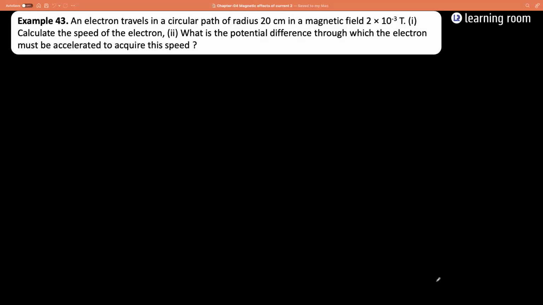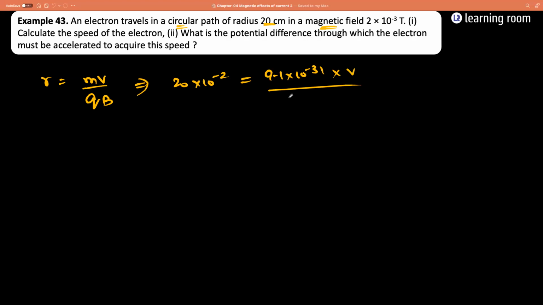An electron travels in a circular path of radius 20 centimeter in a magnetic field. Even before you proceed, circular path and magnetic field, what should come to your mind? Theta is 90, perpendicular. Calculate the speed of the electron. So R is equal to mv divided by qB, which implies 20 into 10 power minus 2 is equal to mass of the particle, 9.1 into 10 power minus 31, into v, which is what we need to calculate, divided by q, which is 1.6 into 10 power minus 19, into B, which is 2 into 10 power minus 3.